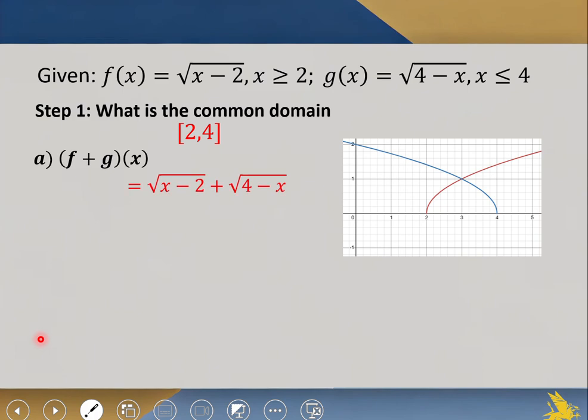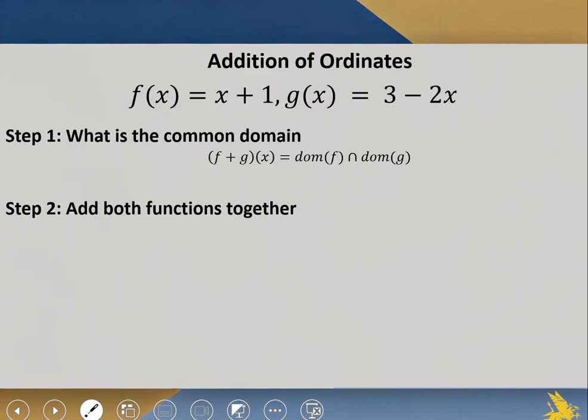The next thing we need to do is add them together. So we're just going square root of x minus 2 plus square root of 4 minus x. We can't simplify that any further. As I said before, another way we are able to write it, looking for the common domain, is saying dom f intersect dom g. So we're looking at where they both overlap.